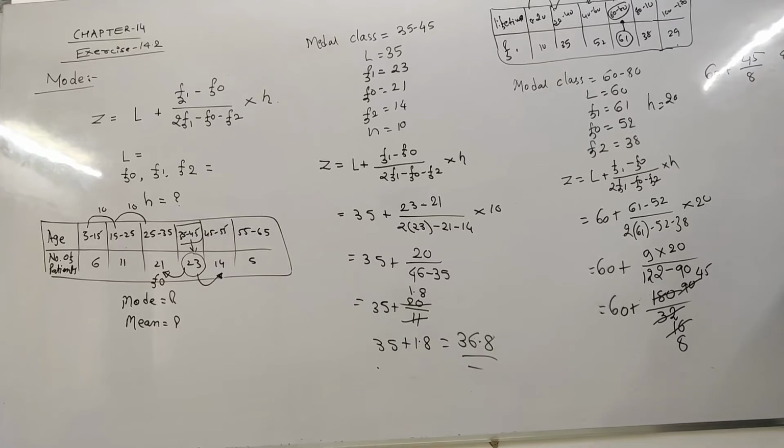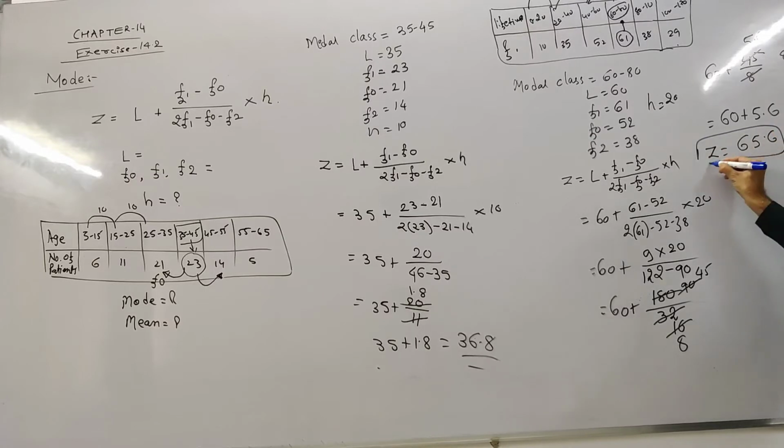8 5s are 40. So 5, 50, 8 6s are 48. So the answer is 5.6. So your final answer is 60 plus 5.6. You get 65.6. That is your mode of a data.